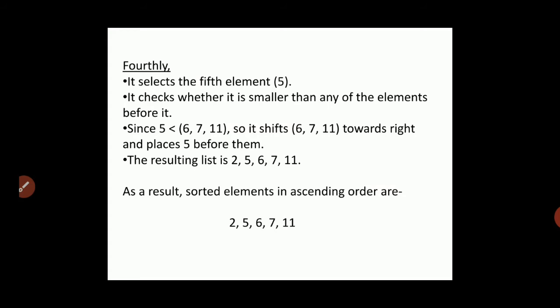compare with 5. Since 5 is less than the elements before it, 6, 7 and 11, the comparison is executed there. 2 is also there, but 2 is less than 5, so the comparison is executed here, but shifting is not done for 2. 6, 7 and 11 are shifted towards the right, and 5 takes its place before all these greater elements. Then the resulting list is 2 5 6 7 11, and this is the finally sorted ascending order list.